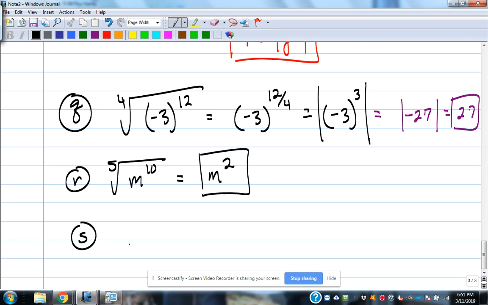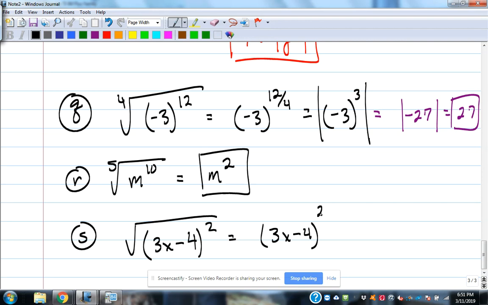What if they throw something crazy? I mean, just bonkers in this. Let's say 3x minus 4 squared. It's still going to be 3x minus 4 to the 2 over 2, right? What's 2 divided by 2? 3x minus 4 to the first power is just 3x minus 4, huh? So it's crazy looking, but it's not that bad. It simplifies out pretty nice.